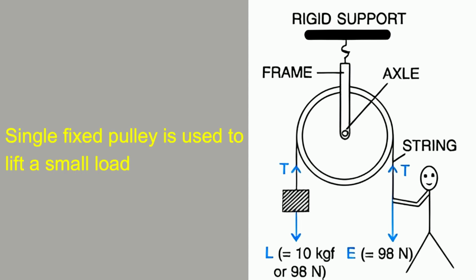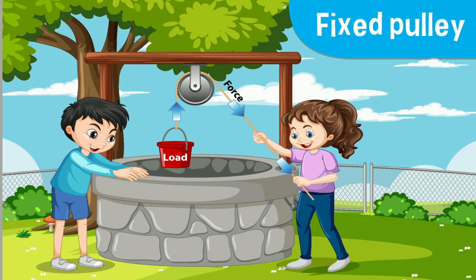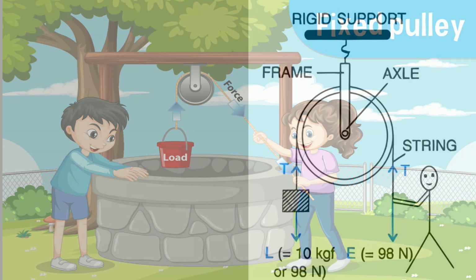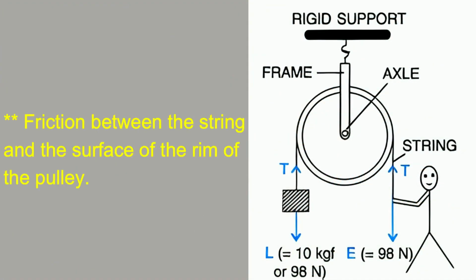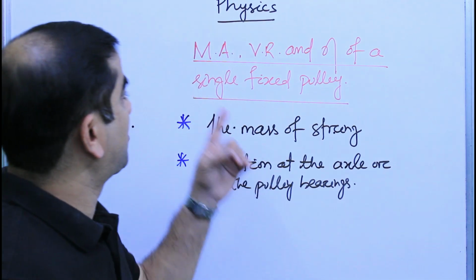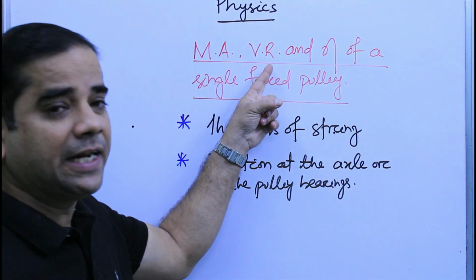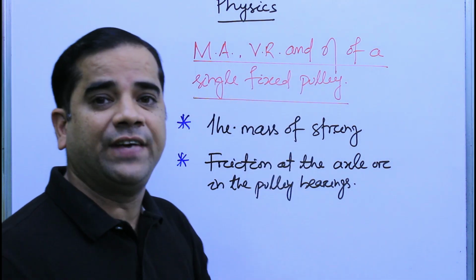This type of pulley is used for lifting a small load. For example, we use a single fixed pulley to lift a water bucket from the well. So what makes the pulley rotate? It is the friction between the string and the surface of the rim of the pulley that helps the pulley to rotate when the string is pulled downwards. Students, let us now discuss the mechanical advantage, velocity ratio and efficiency of a single fixed pulley.